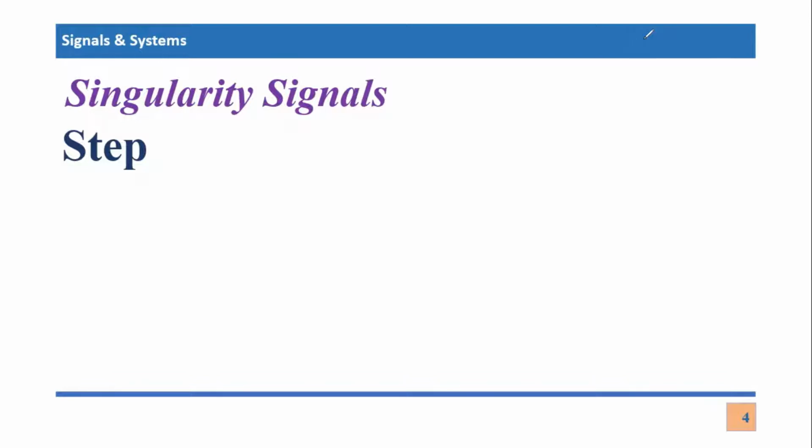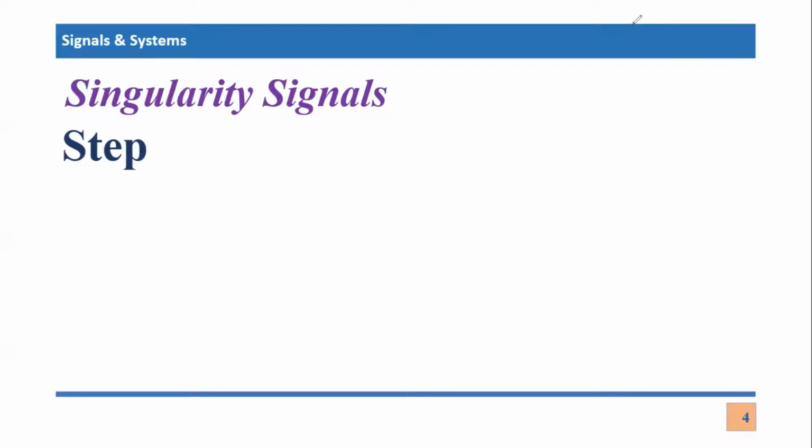We are discussing the various types of singularity signals available in the context of signals and systems. We have already done the tutorial on the basic definition of signals and what singularity signals are. Then we learned about an important type, the impulse function. In this video tutorial, I'm going to talk about the step signal, which is also an important singularity signal.